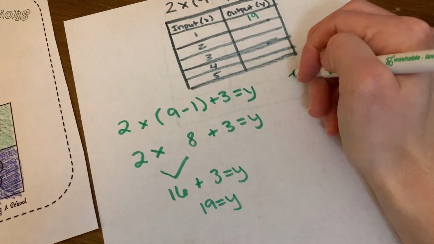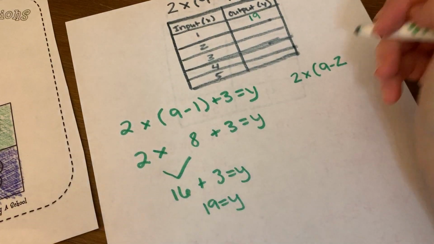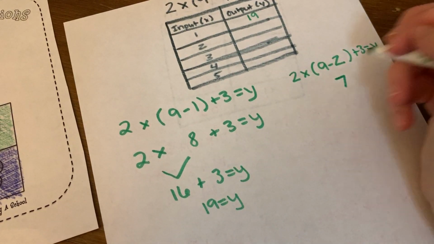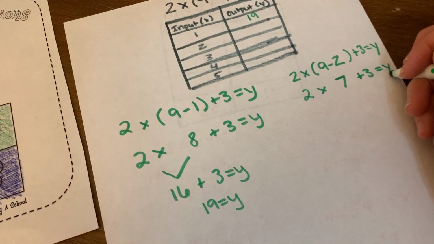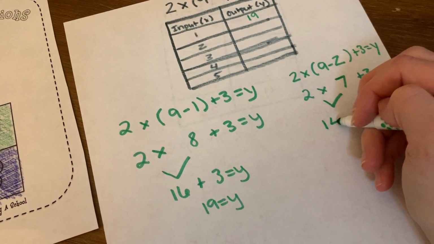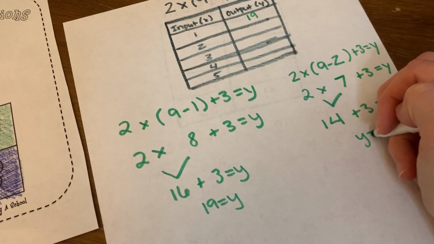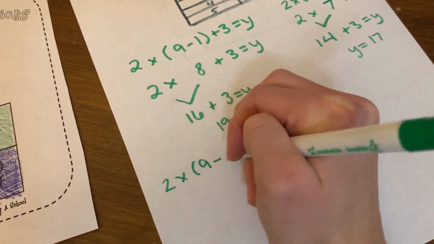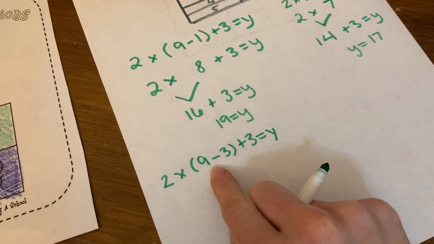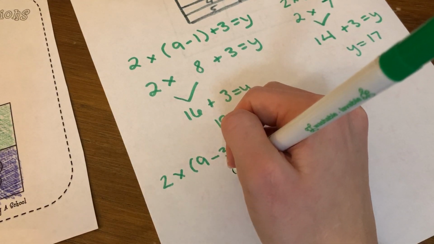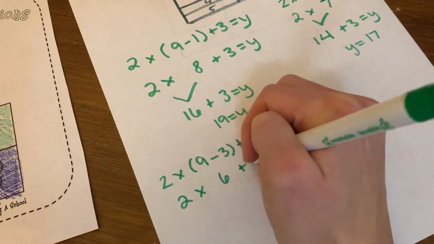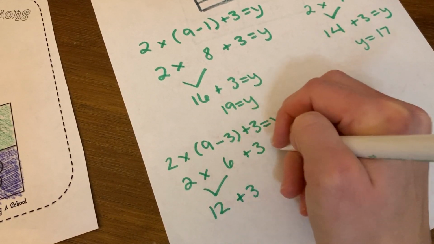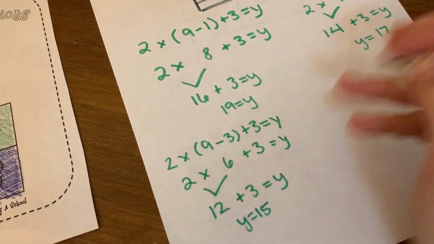All right, so now we've got 2 times 9 take away 2 plus 3 equals y. PEMDAS says parentheses first. 9 take away 2 is 7. Bringing down the 2 times and the plus 3 equals y. PEMDAS says 2 times 7 happens first. 2 times 7 is 14. Plus 3 equals y. So y equals 17. All right. 2 times 9 take away 3 plus 3 equals y. PEMDAS says parentheses first. 9 take away 3 gives me 6. Bring down 2 times, bring down plus 3. 2 times 6 comes next because multiplication comes next in PEMDAS. 2 times 6 gives me 12, plus 3 equals y. y equals 15.